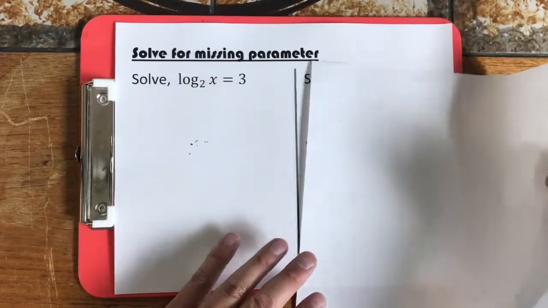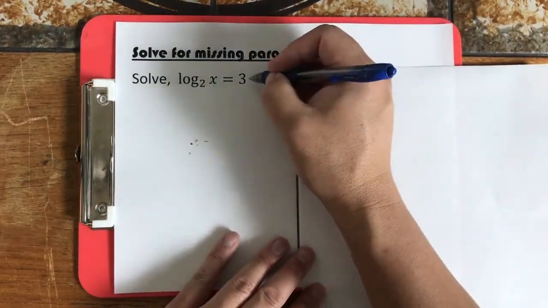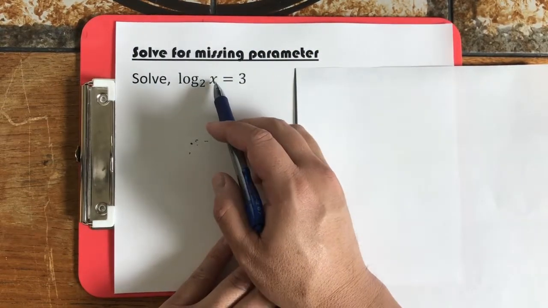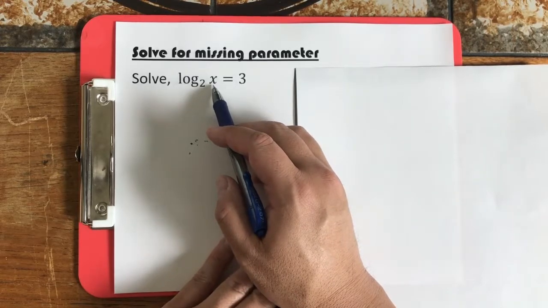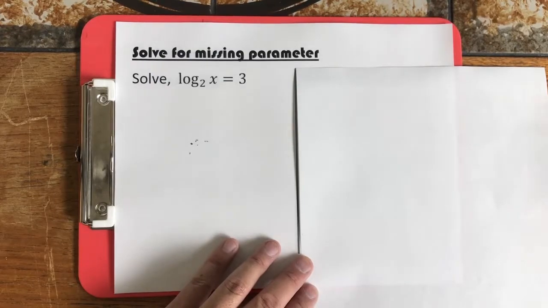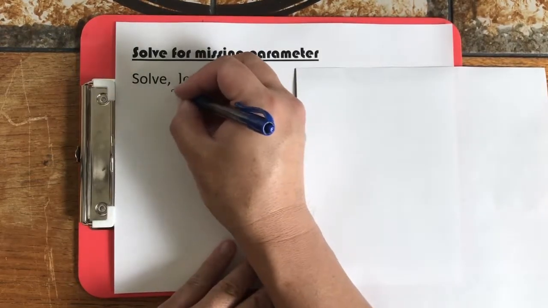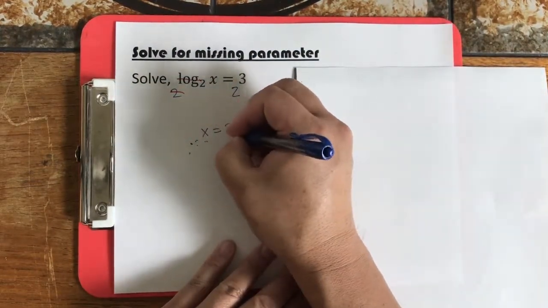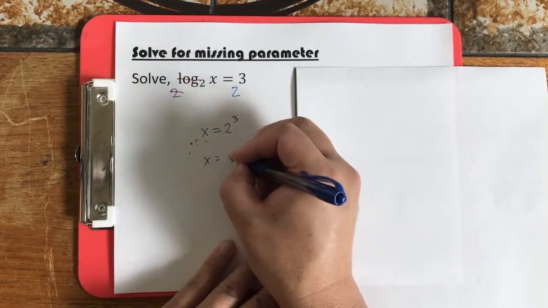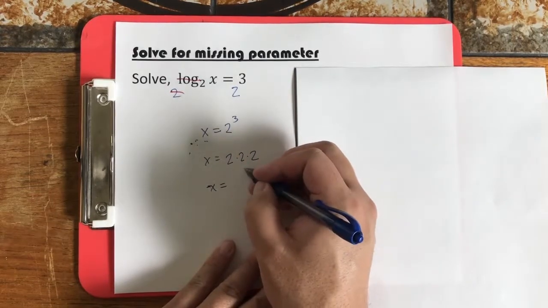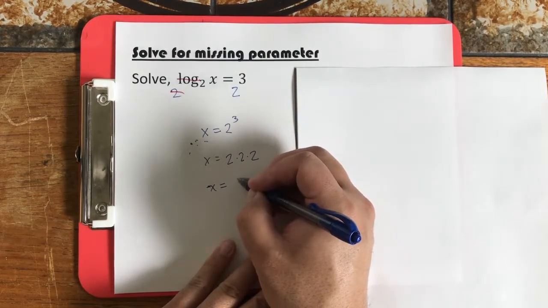Now we've solved problems where the variable was here or the variable was the base. Now let's work on problems where the variable is where the parameter is. And again, all these problems work exactly in the same way. The first thing we want to do is get rid of the log. So now these two things cancel. And then 2 cubed is equal to 2 times 2 times 2. 2 times 2 is 4, times 2 becomes 8.